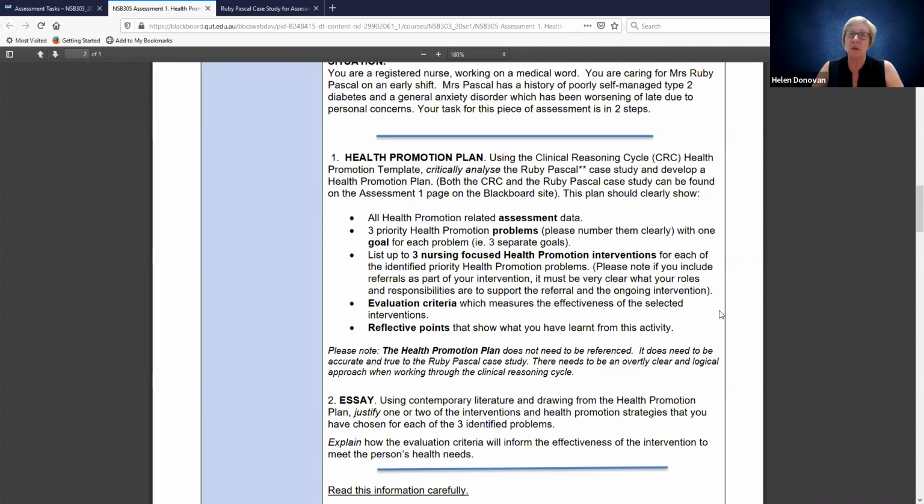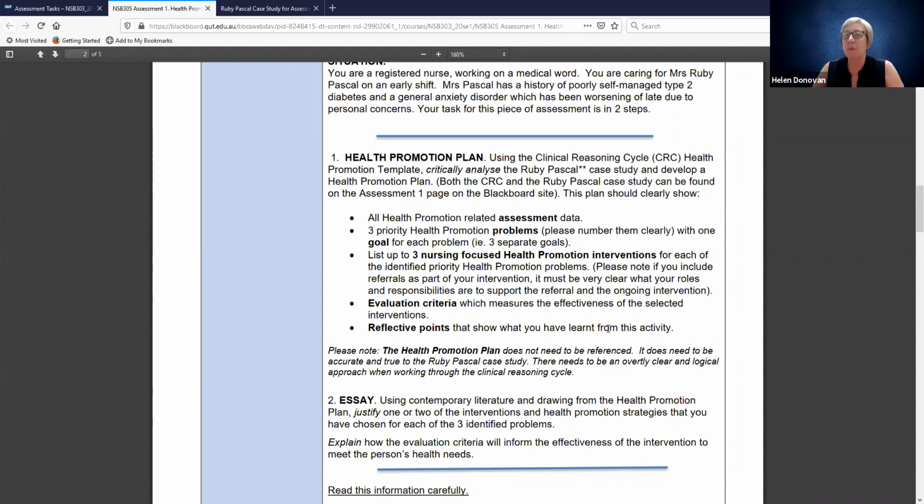Your evaluation criteria needs to be listed there under each of those 3 problems and then reflective points as well. Now it says here the health promotion plan does not need to be referenced, but it must be comprehensive, it must be logical, and it must be accurate. So don't write things that are incorrect. Make sure you're very accurate with your material there.